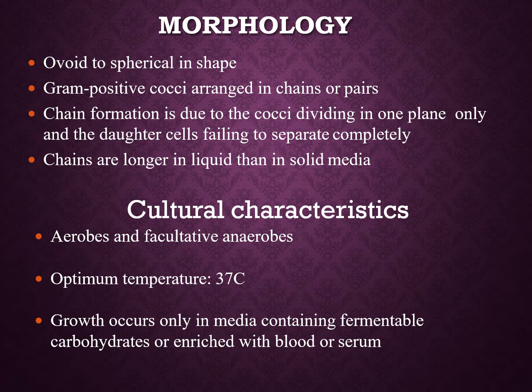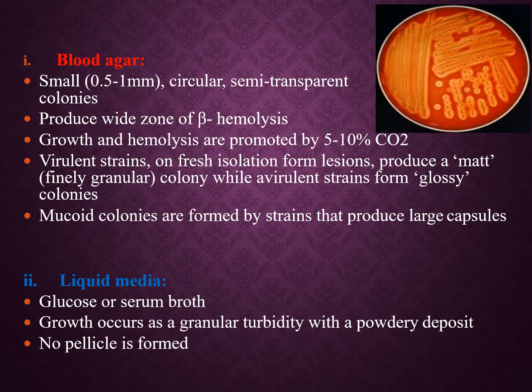So the next important thing is the cultural characteristics of Streptococcus pyogenes. They are aerobic and facultative anaerobes, so in the absence of oxygen also they can grow. Their optimum temperature for growth is 37 degrees Celsius, and growth occurs only in media which contain fermentable sugars, or media enriched with blood or serum. In blood agar, the colonies are small, circular and semi-transparent, and they produce a wide zone of beta hemolysis. Growth and hemolysis can be accelerated by giving 5 to 10% carbon dioxide.